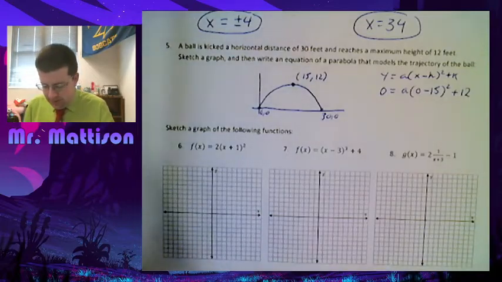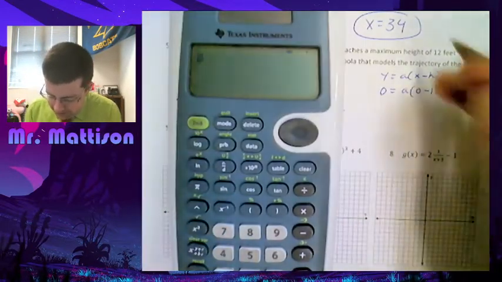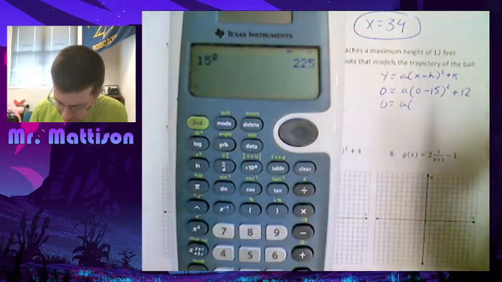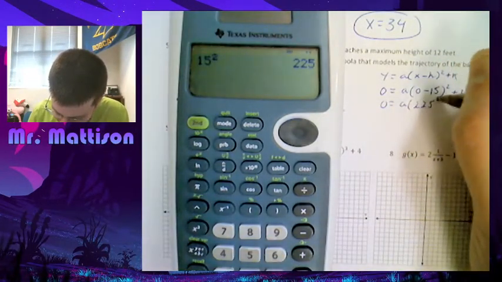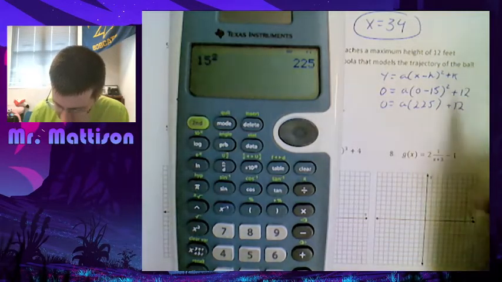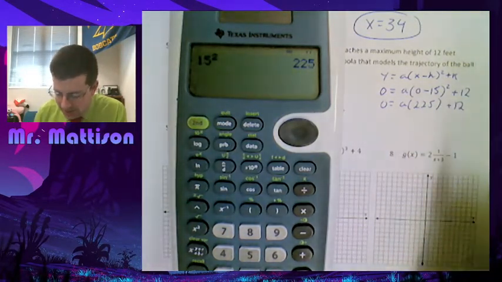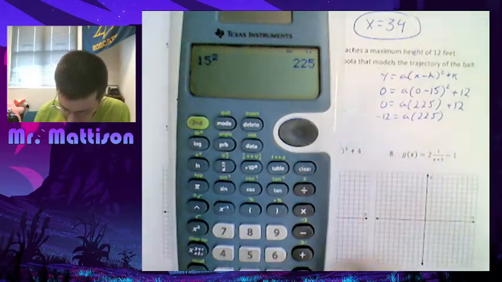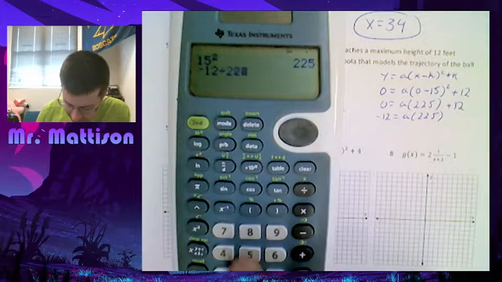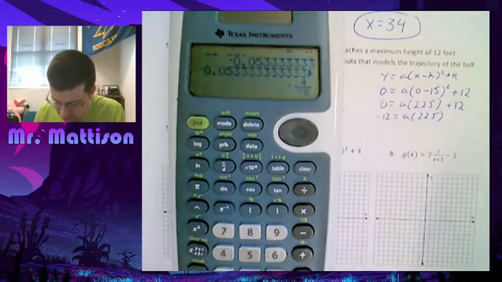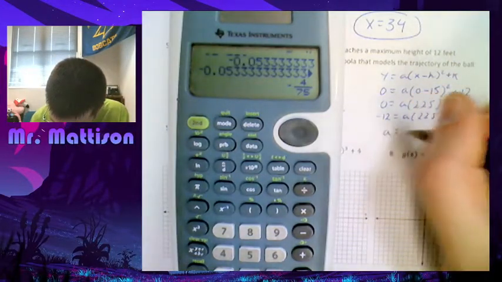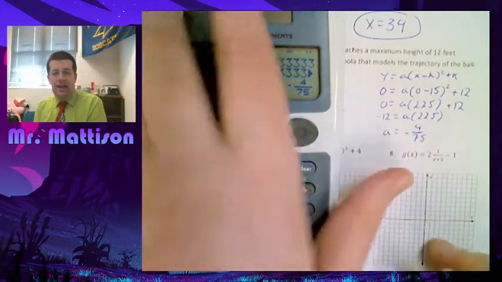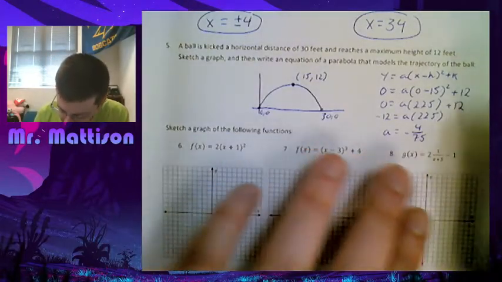So then we're going to do 0 is equal to a times 15 squared, which is going to be 225, plus 12. We're then going to subtract that 12 over to the left-hand side. Negative 12 equals a times 225. We then do negative 12 divided by 225, and we get the fraction that a is negative 4/75. So once I have that, it's just a matter of plugging that in to my equation.